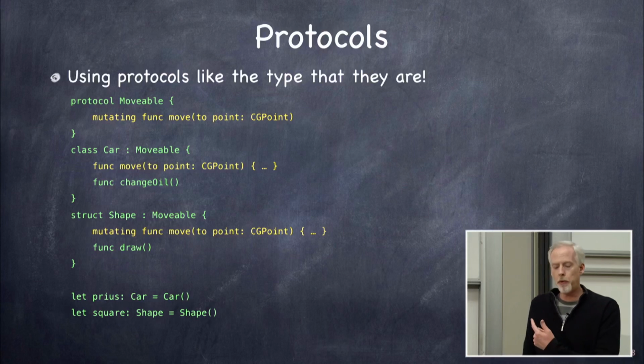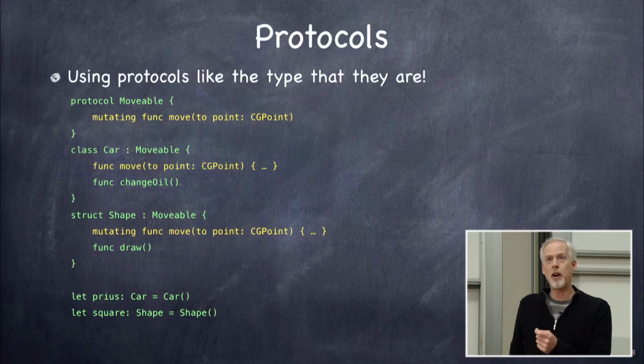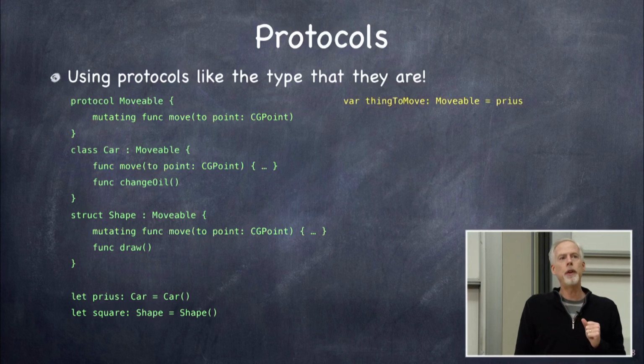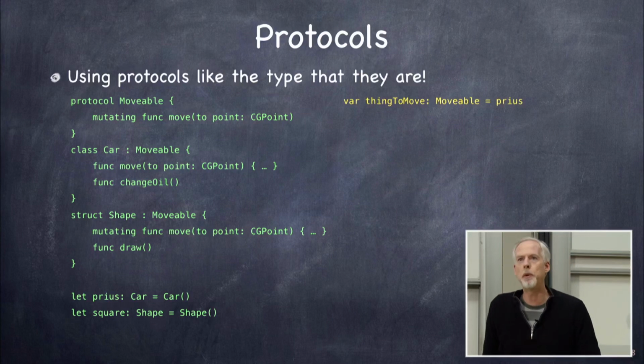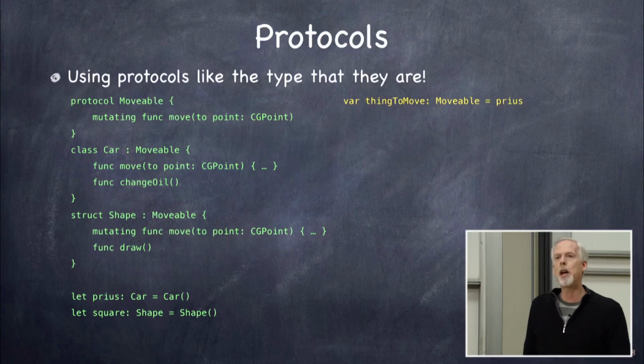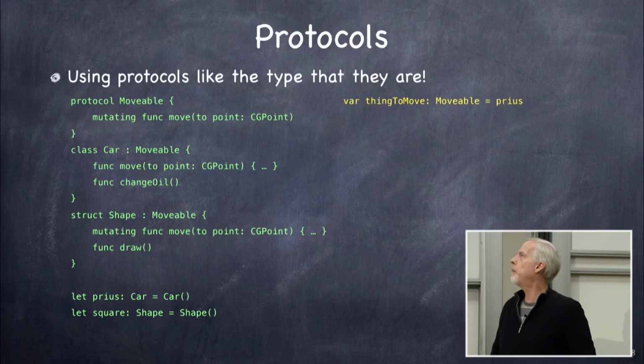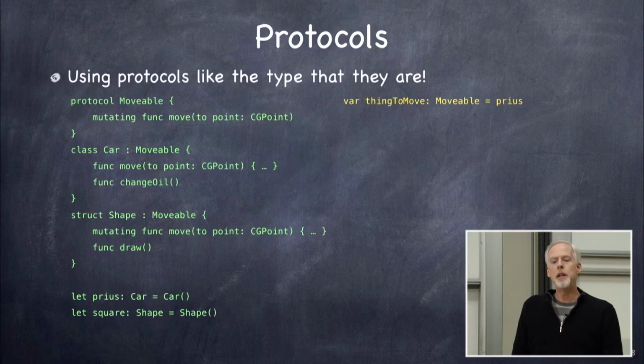And so I've created a couple vars down at the bottom there, a Prius, which is a Car, and a square, which is a Shape. All right, now I'm going to declare a var, thingToMove. It's going to be of type Movable. Remember I said protocols are types. So I made thingToMove be of type Movable, and I assigned it to Prius. Is this allowed? Can I assign Prius to thingToMove? Sure, because a Prius implements the Movable protocol. It implements that moveTo over there, and it also claims to implement Movable. So this is a perfectly legal statement right here.